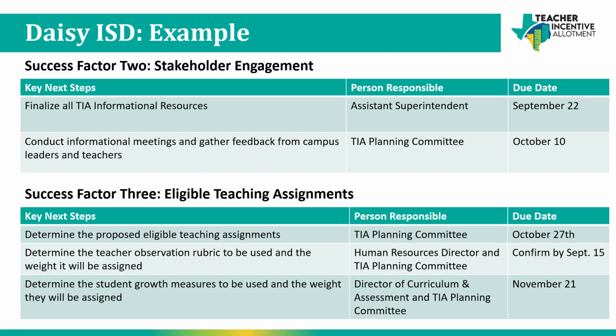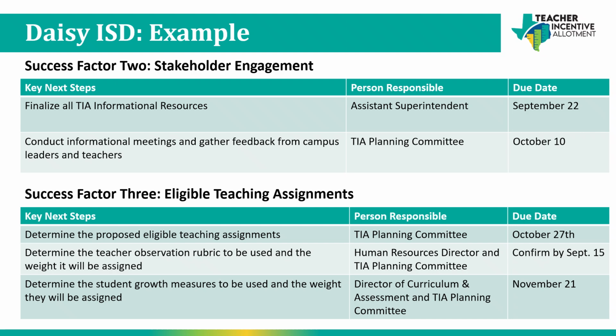So here's Daisy ISD's example. Finalize all TIA informational resources. That's going to be, the superintendent is responsible for that by September 22nd. And then conducting the actual stakeholder engagement meetings, that's the TIA Planning Committee's responsibility. And they want to conduct 2 by October 10th. So they have a plan to do that. They know those are their next steps. And now they want to know who's going to be doing the next step and by when.